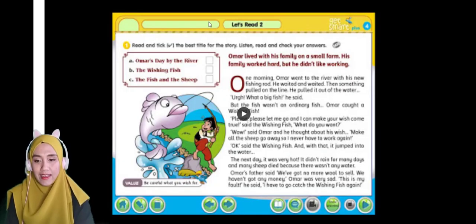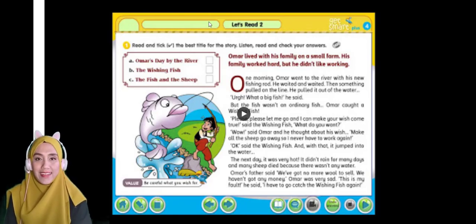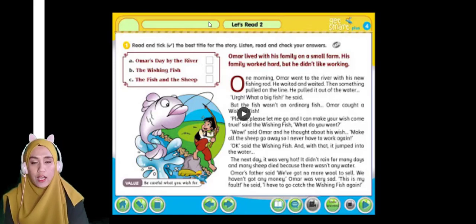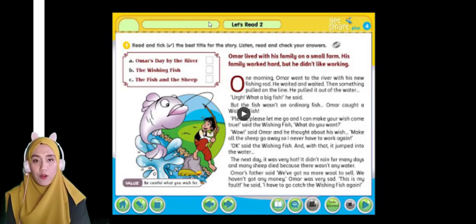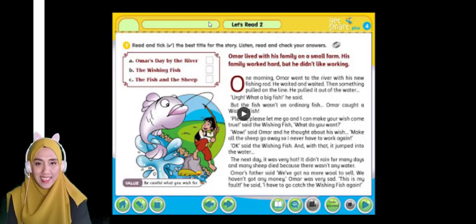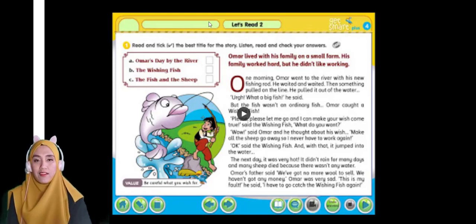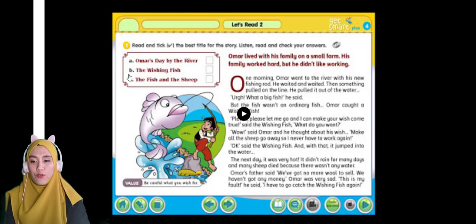Before we start listening to the recording of this story, let's read the instruction first. Number 1. Read and write the best title for the story. Listen, read, and check your answers. Okay, we are going to start with the vocabulary section, and then we are going to listen to the recording of the story. You can shadow read while listening. After listening, you have to pick which one is the best title for this story. Okay, the options have been provided for you here.